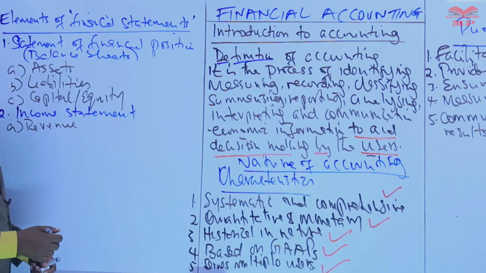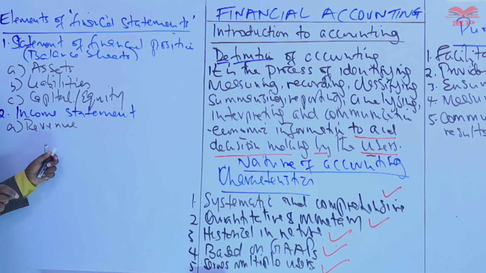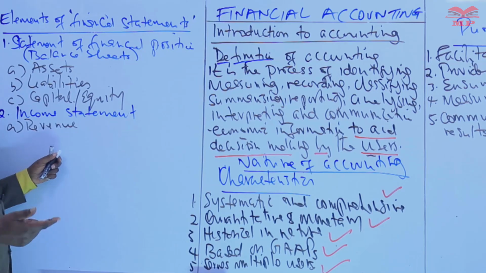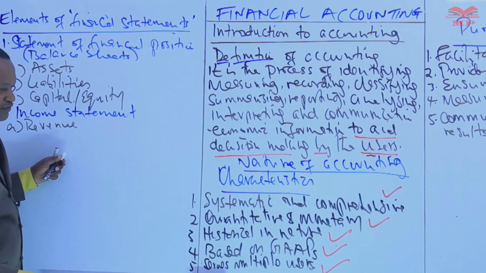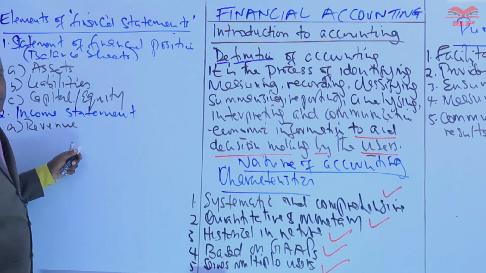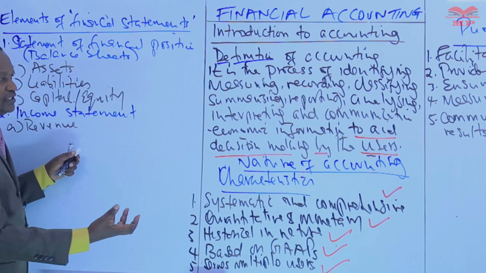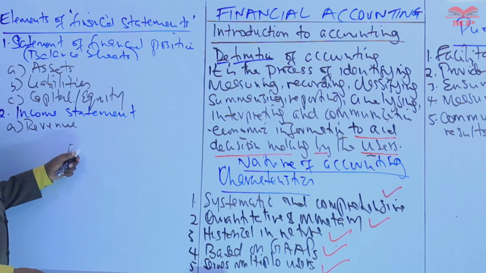Revenue or sales. Revenue is the income generated from the sale of goods or services or from other activities such as investments. Revenue can be received from selling of goods and services. Revenue is what the company receives after selling goods or services.